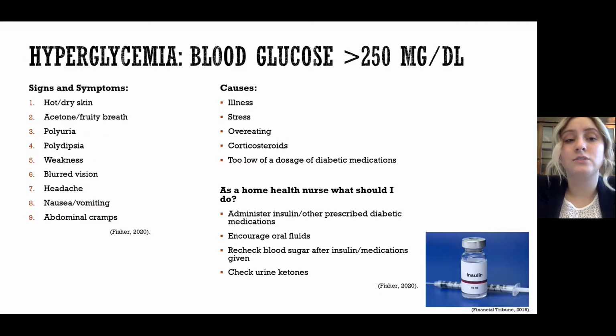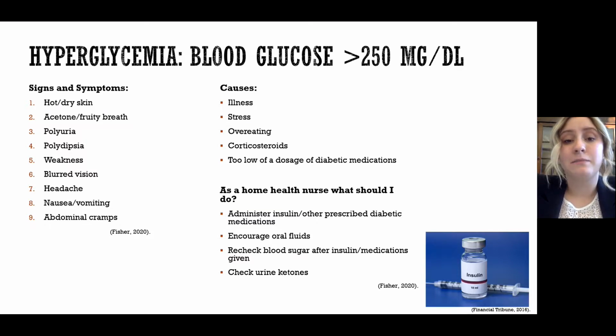Another complication includes hyperglycemia. This is another dangerous one. This is one that can cause diabetic ketoacidosis in type 1 or hyperglycemic hyperosmolar syndrome in type 2.